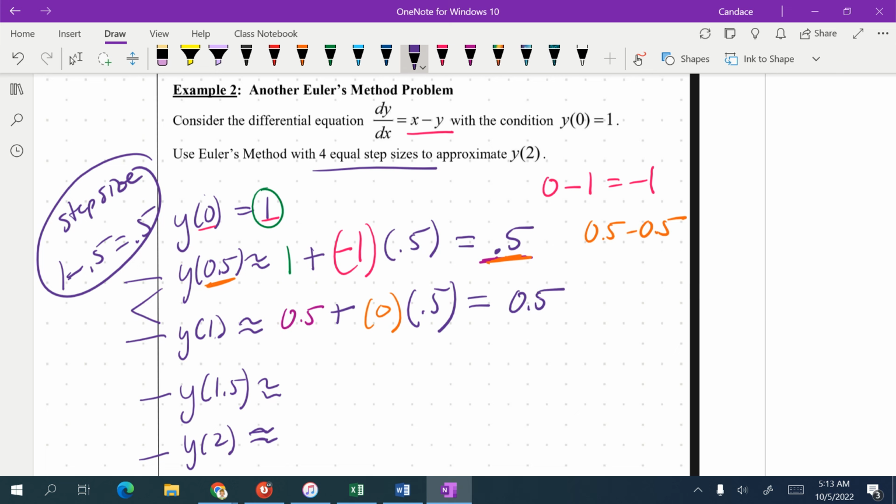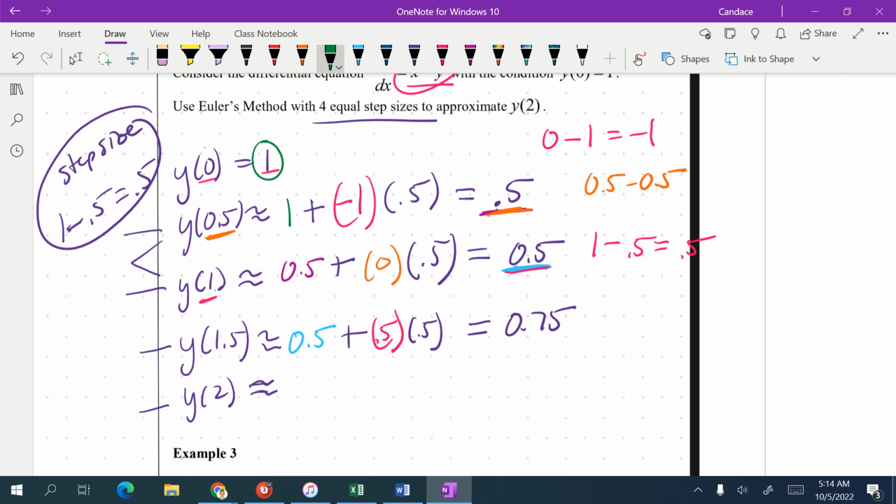Okay, so it's not a hard process. It's just a little bit tedious. We have to keep repeating it. So I'm going to do 0.5 again, repeat the previous y value. Plus, and then I have to take this and this. So I'm going to go 1 and put it into here. 1 minus 0.5, which is going to be 0.5. So I've got 0.5 and then times my step size of 0.5. When I multiply that out and add it up, I get 0.75.